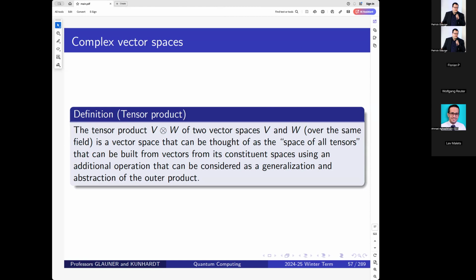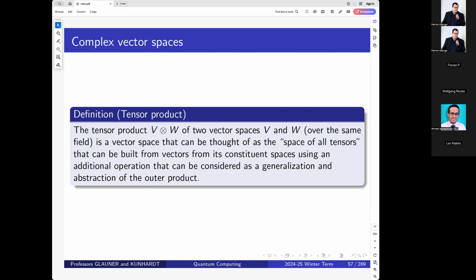It's a so-called tensor product, and the tensor product is another foundation from linear algebra. In fact, it's not constrained to complex vector spaces. You can use the tensor product for any two vector spaces, V and W. So we have two vector spaces, V and W. It's important they need to be over the same field, otherwise they wouldn't be compatible.